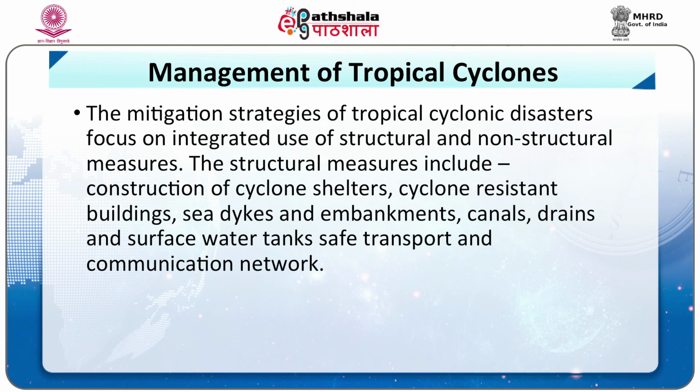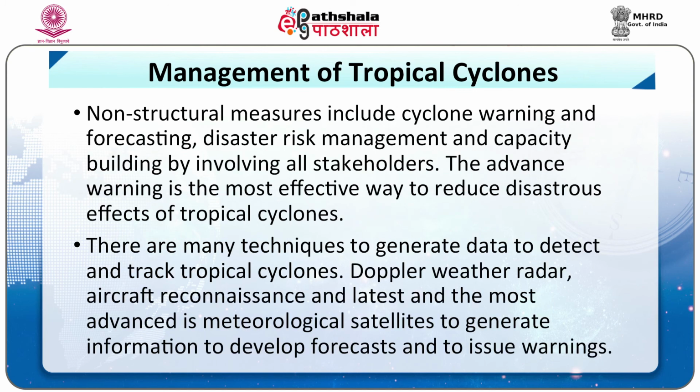The structural measures include construction of cyclone shelters, cyclone resistant buildings, sea dikes and embankments, canals, drains and surface water tanks, safe transport and communication network. Non-structural measures include cyclone warning and forecasting, disaster risk management and capacity building by involving all stakeholders. The advance warning is the most effective way to reduce disastrous effects of tropical cyclones.